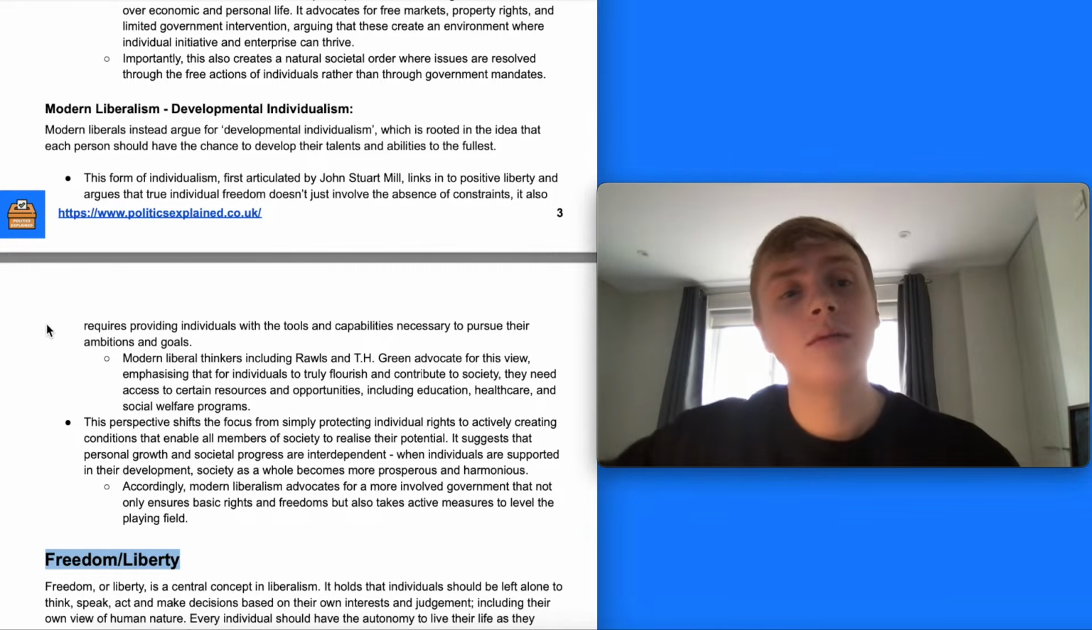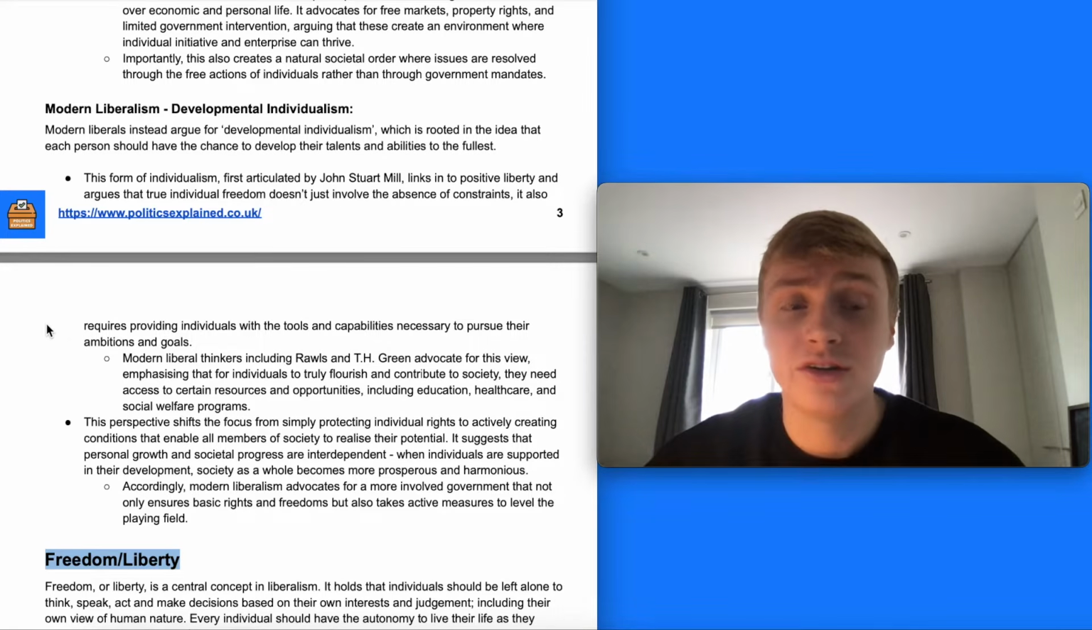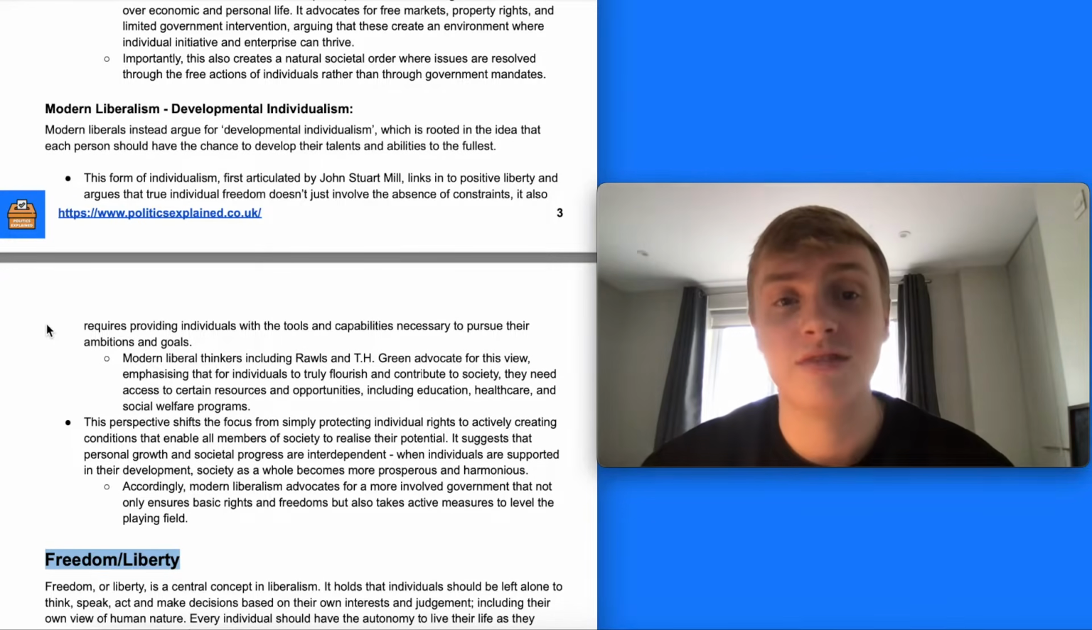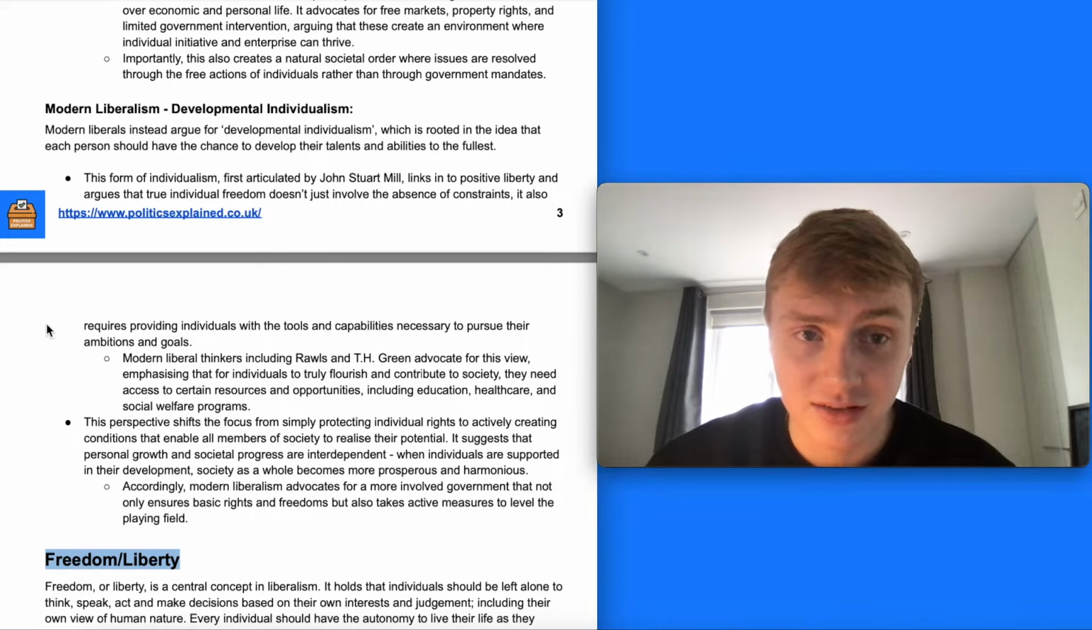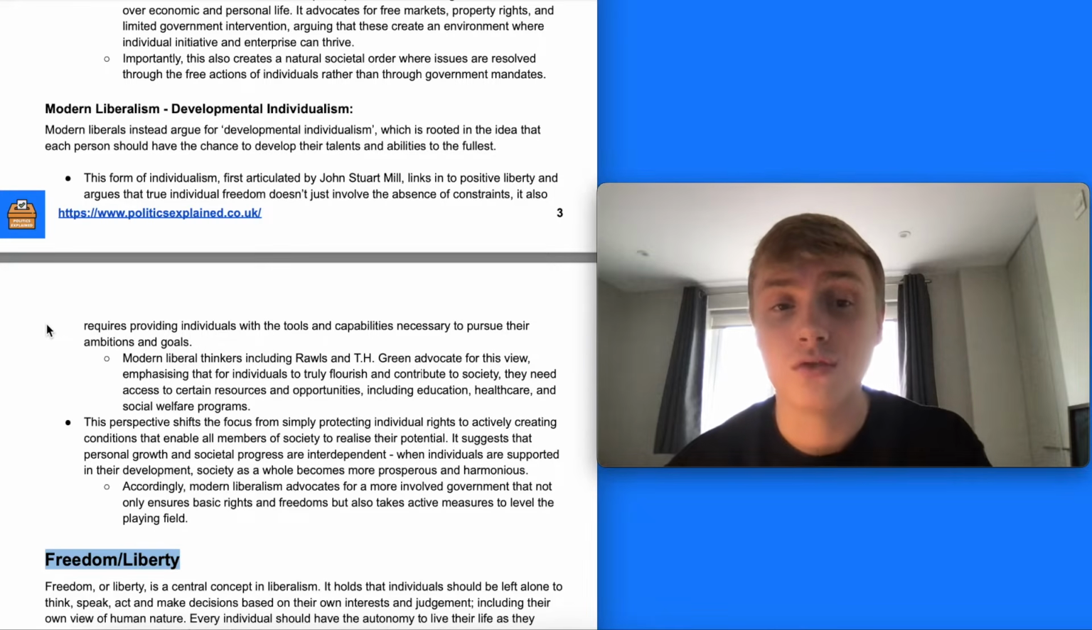Modern liberalism comes in with a slightly different view. They argue for developmental individualism, which is really rooted in the thought of John Stuart Mill. And this is the argument that each person should have the chance to develop their talents and abilities to the fullest. It really links into positive liberty and argues that true individual freedom doesn't just involve the absence of constraints, but also requires providing individuals with the tools and capabilities to pursue their ambitions and goals.